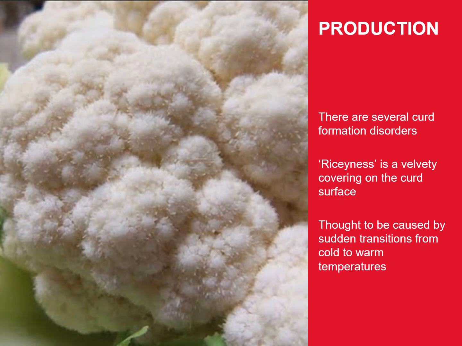Then we have what's called riciness. This is a velvety fuzz which covers the floret of the cauliflower and the curd surface. It's thought to be caused by sudden transitions from cold to warm temperatures. So if you have a cold spell in the spring, which is then shortly followed by warmer temperatures in the summer, you might find that the cauliflowers are starting to develop this condition.